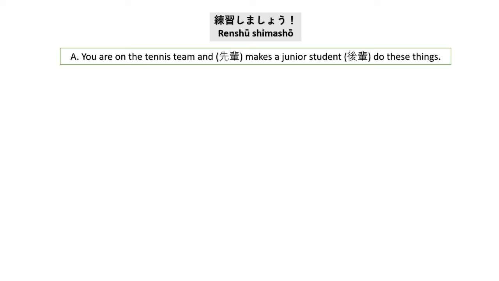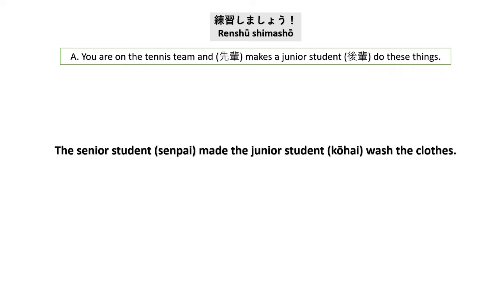Part 2 of the practice. Okay, so let's say you are in a tennis team and the senpai makes a junior student, kohai, do these things. So what are these things? For example, the senior student, senpai, made the junior student wash the clothes or wash his clothes. So kohai, junior student. This is senpai wa, senpai, the upperclassman or the senior student.